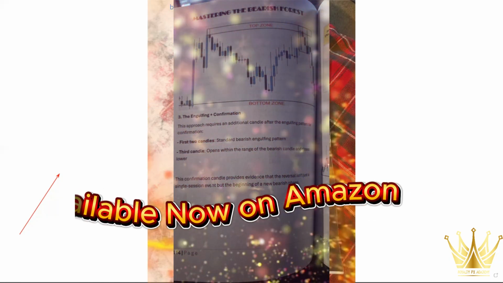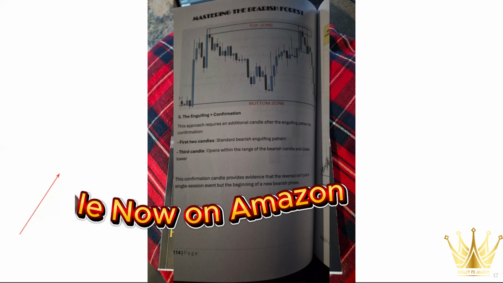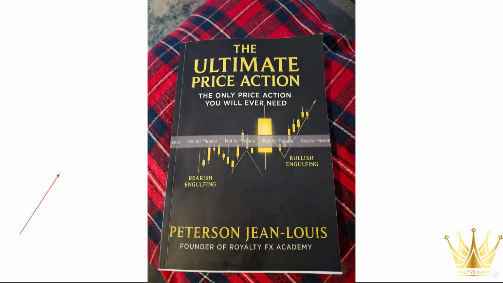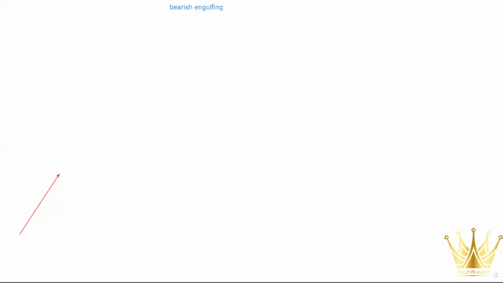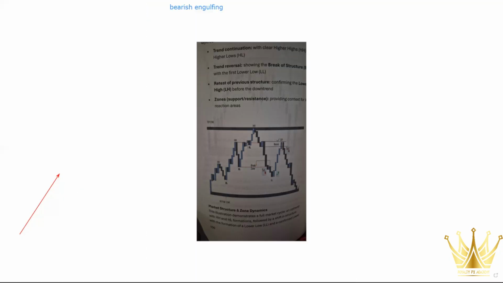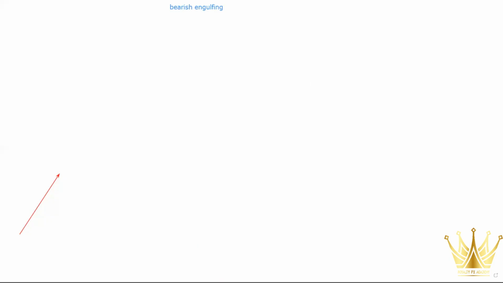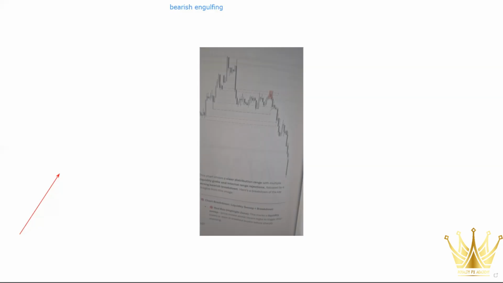What I mean by that is, what is it? Okay. What's the bearish engulfing? The price action. Okay. What does the bearish engulfing mean? Please write those down. It will help you out. So what is the bearish engulfing? It's a price action. Okay, that's one.